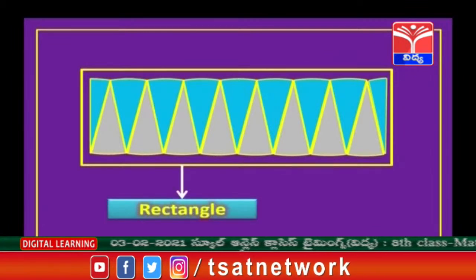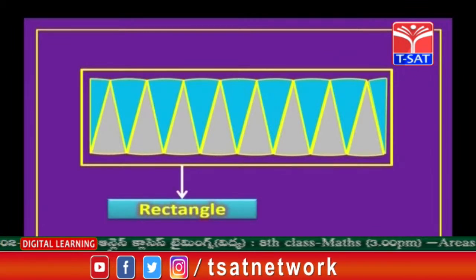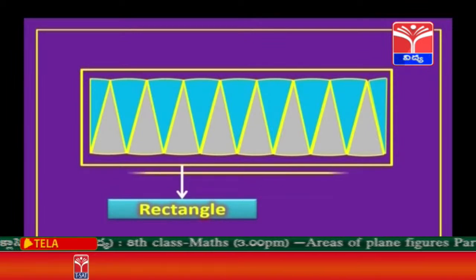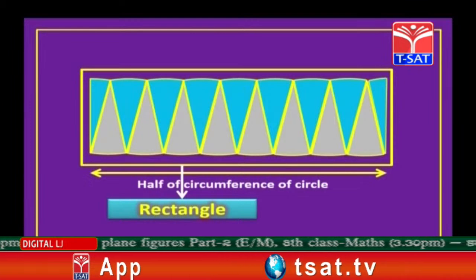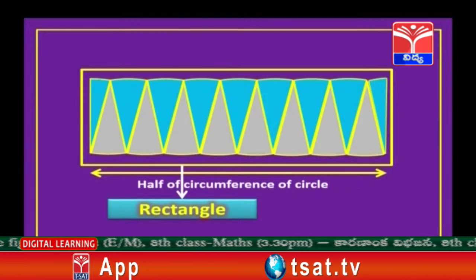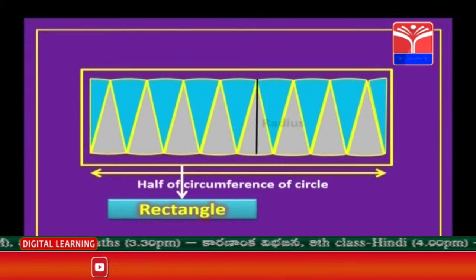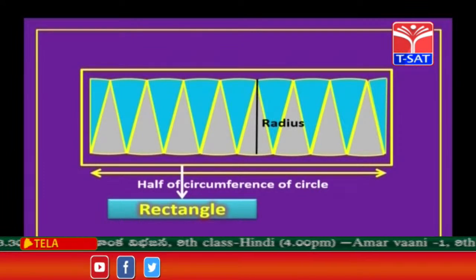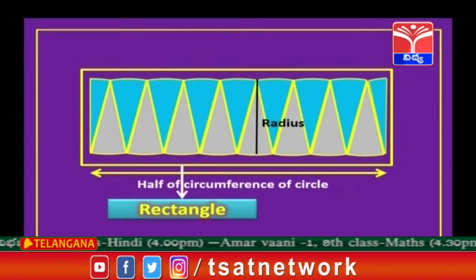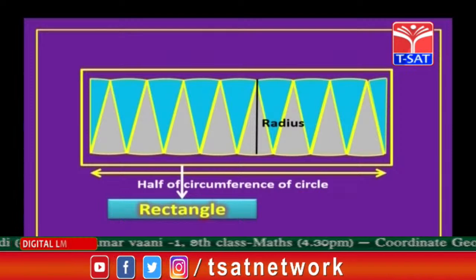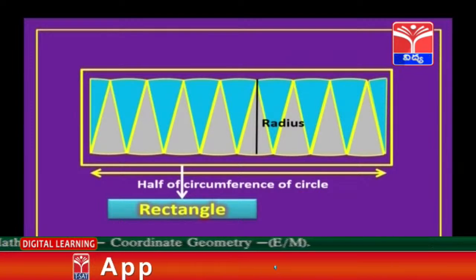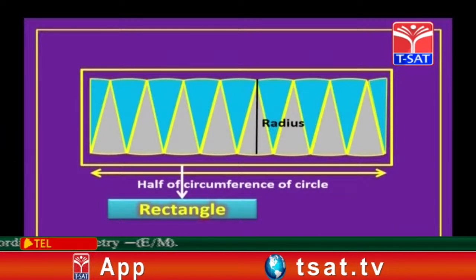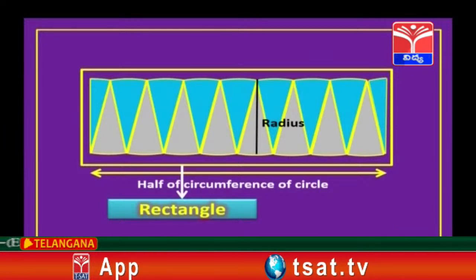Yes, you are right. It is a rectangle. And this part is nothing but half of the circumference of the circle. Right, children? We have already seen. And this part, the shown part, you can see a line is drawn, right? A line segment. That is nothing but the radius of the circle. Now using this concept of rectangle, let us see how we can find the area of a circle, children.